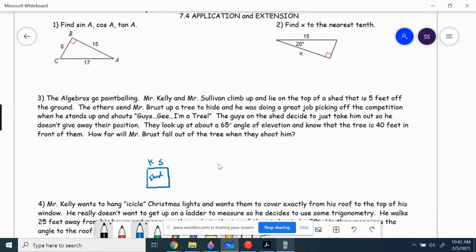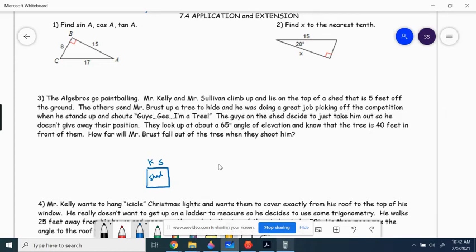The guys on the shed decide just to take him out so he doesn't give away their position. They look up at an angle of elevation of 65 degrees, and they know that the tree he's in is 40 feet in front of them. Okay, so how far will Mr. Brust fall out of the tree when they shoot him?